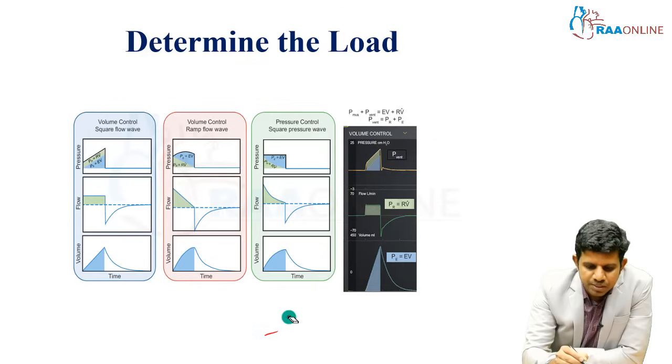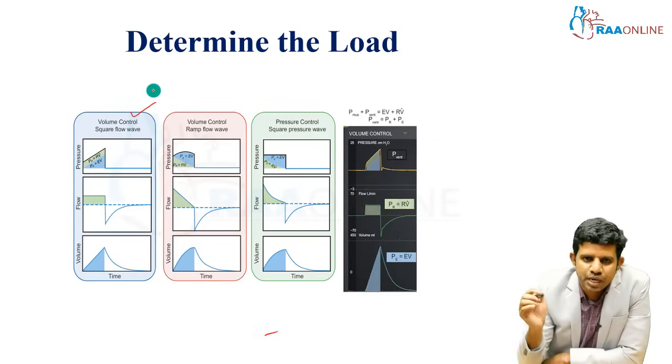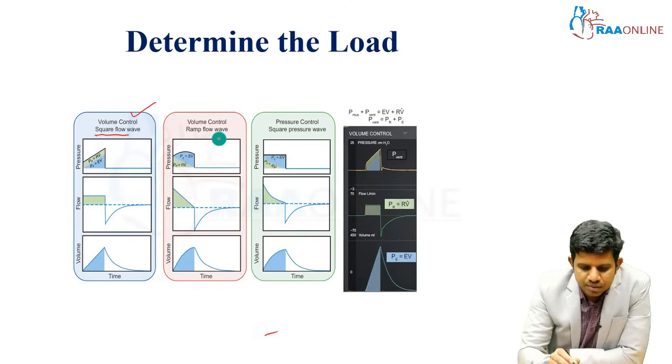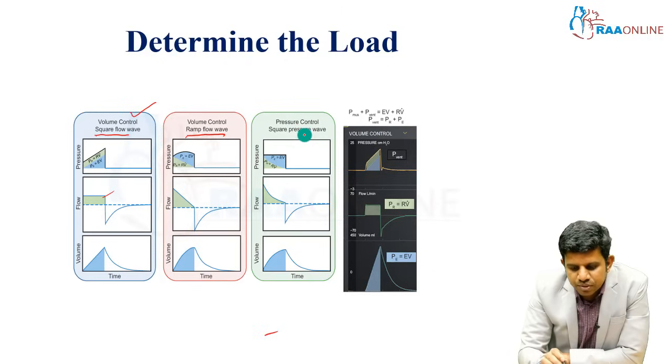First, before seeing what the predominant load is, there is something you have to know. In volume and pressure control, there are two types of flow waveforms: a square flow wave and a ramp flow wave. In the square flow wave, the flow is constant throughout the inspiration. In the ramp flow wave, the flow peaks very high at the initiation of inspiration, then slowly decreases and reaches zero flow at the end of inspiration. In pressure control, the pressure is constant.